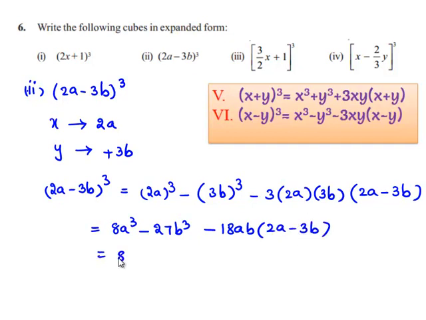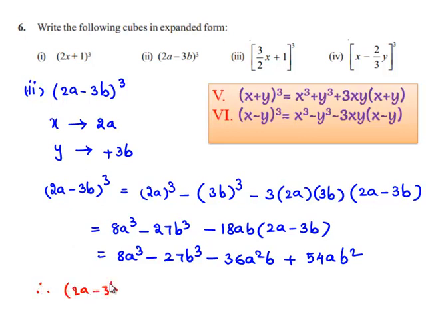This is equal to 8a cube minus 27b cube minus 18ab multiplied by 2a is 36a square b, minus of minus is plus, 18ab multiplied by 3b is 54ab square. Therefore, (2a - 3b) whole cube is equal to 8a cube minus 27b cube minus 36a square b plus 54ab square.